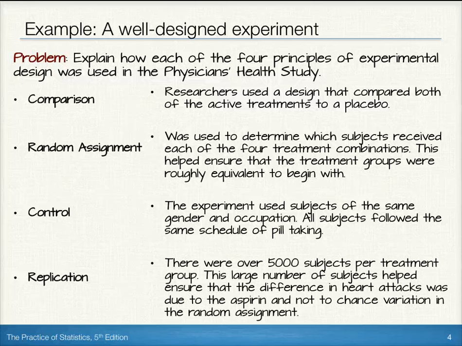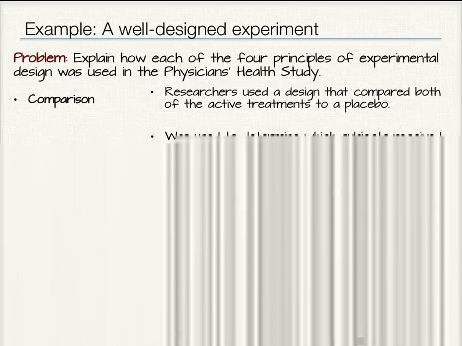And for replication, there were over 5,000 subjects per treatment group. This large number of subjects helped ensure that the difference in heart attacks was due to the aspirin and not due to chance variation in the random assignment.